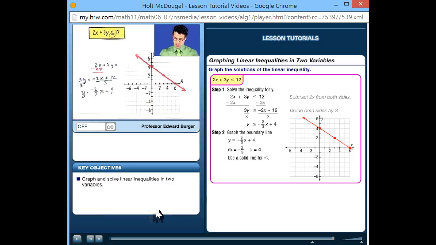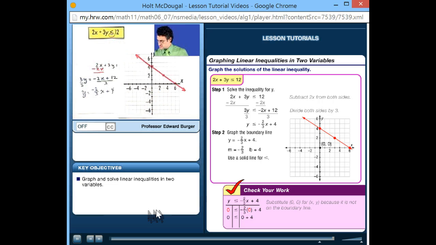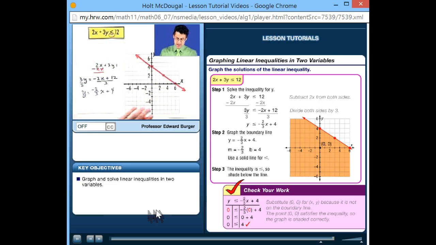Now, which side do I have my solutions on? I'll pick 0, 0 again. So plug in 0 for x and 0 for y. And so is that a true inequality? Is 0 less than or equal to 12? It sure is. And so I see I shade down. If it weren't, I'd shade the opposite side.